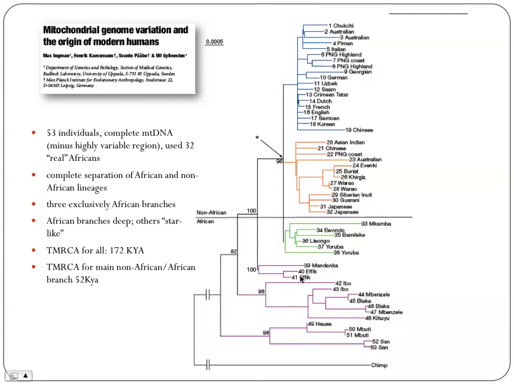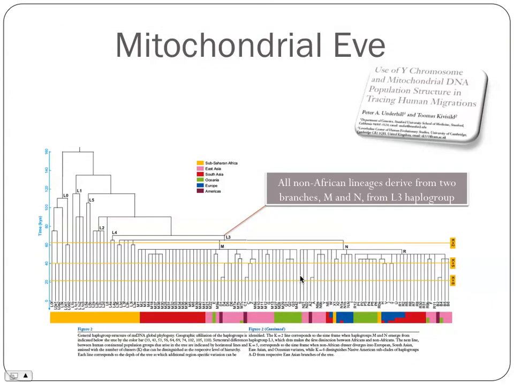These are quite deep branches. And also, if you look at the amount of variation seen between, say, Chinese and Australians and Dutch and English and so on, there is very, very little variation compared to all the variation you're seeing here in Africa. So what they said was this suggests that there was a most recent common ancestor for all of these individuals around 172,000 years ago, roughly what the previous study said. And for all of the people from outside Africa, that main African, non-African branch, about 52,000 years ago. So this was the first hard evidence, really, from molecular phylogenetics for the out of Africa hypothesis.